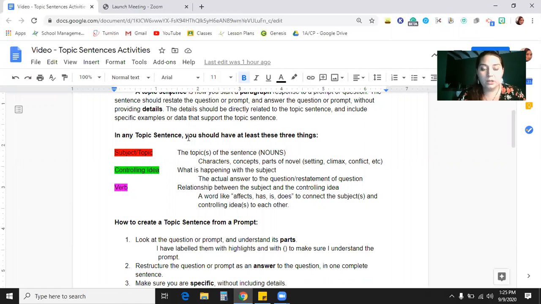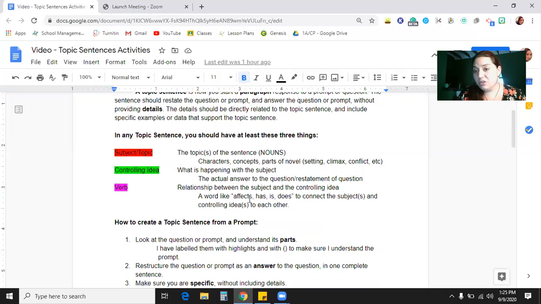So that's one part. Another part is the controlling idea. So this is what's happening to or with that subject. This is the actual answer to your question or your restatement of the question or prompt. And then finally, you have a verb. So the verb can be really simple. It's just an action word like affects, has, could even be is. And it helps describe the relationship between the subject and the controlling idea.